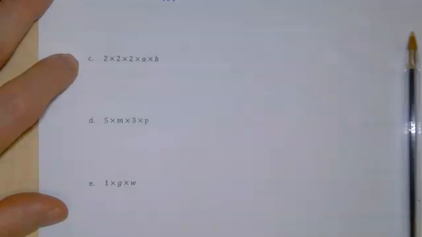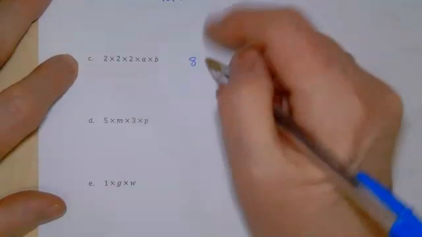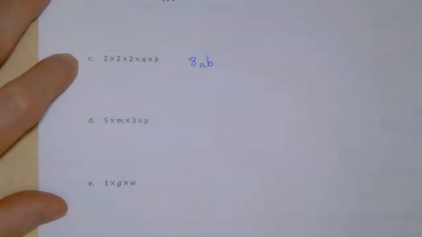Quaid. 2 to the power of 3. Which is what answer, though? If I put it in expanded form, what is 2 times 2 times 2? 8. So we can write 8, and then what am I going to do with the A and the B? Just write them right next to the 8. 8AB.